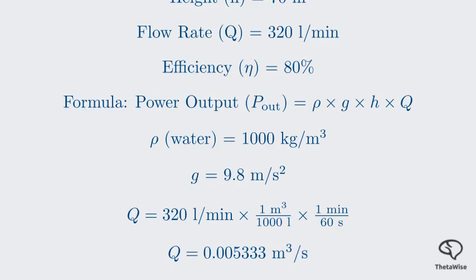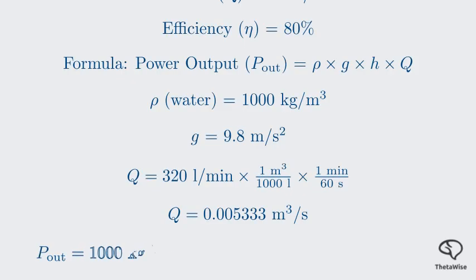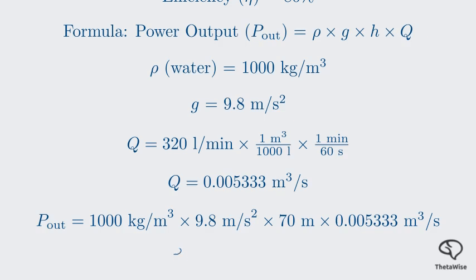Now we can substitute all our values into the power output formula. P out equals 1,000 times 9.8 times 70 times 0.053. Calculating this gives a power output of 3658.627 watts. Let's quickly check this against the memo.